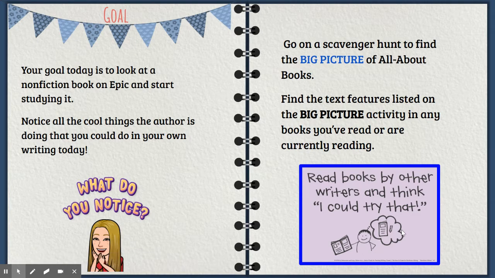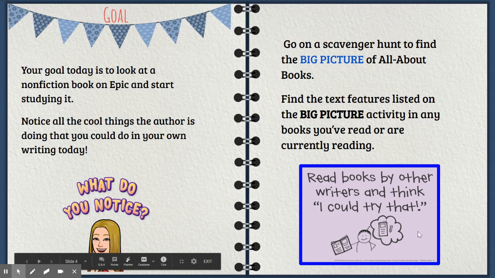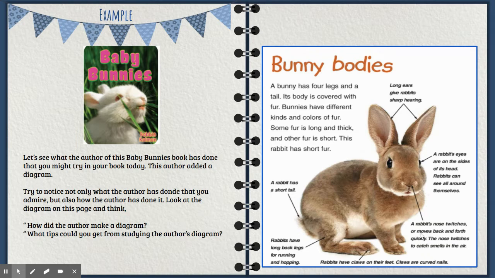So, your goal today is to look at a nonfiction book on Epic and start studying it. Notice all the cool things the author is doing that you could do in your writing today. Go on a scavenger hunt to find the Big Picture of All About Books. Find the text features listed on the big picture activity in any books you've read or are currently reading.